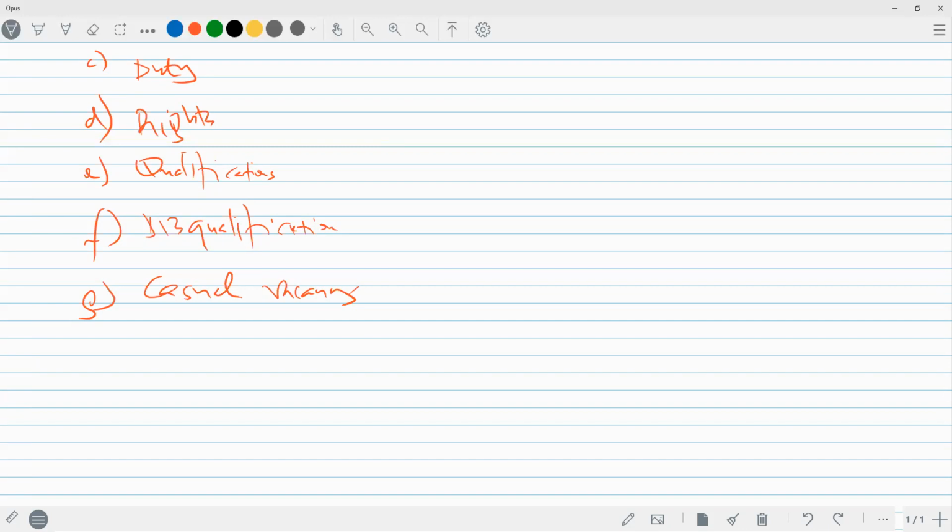What else? On the Companies Act: appointment, duties, rights, qualification, disqualification, casual vacancy. I don't think there's anything else. If there is, let me know. Now that's on the legal side of it.